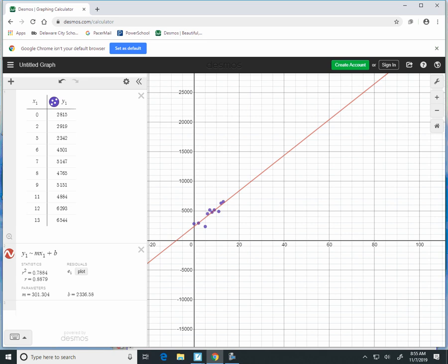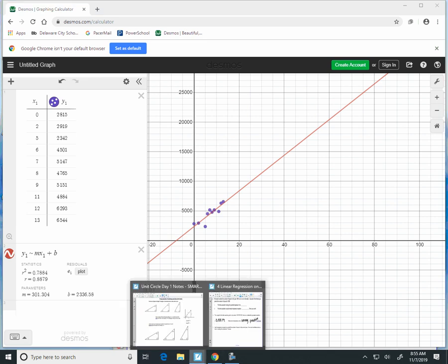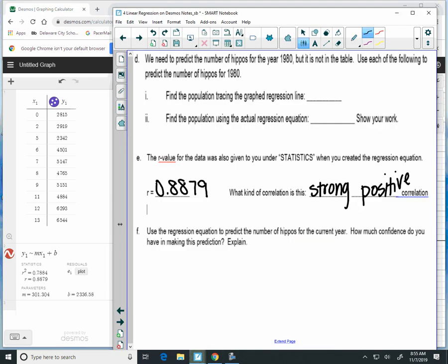This model is really good for right here. It might even be really good for 40 years. But at some point, that model is not going to hold. So it's good to keep that in mind when we're looking at more real-world situations. At some point, and that's this F, our hippos are going to run out of space. Okay?